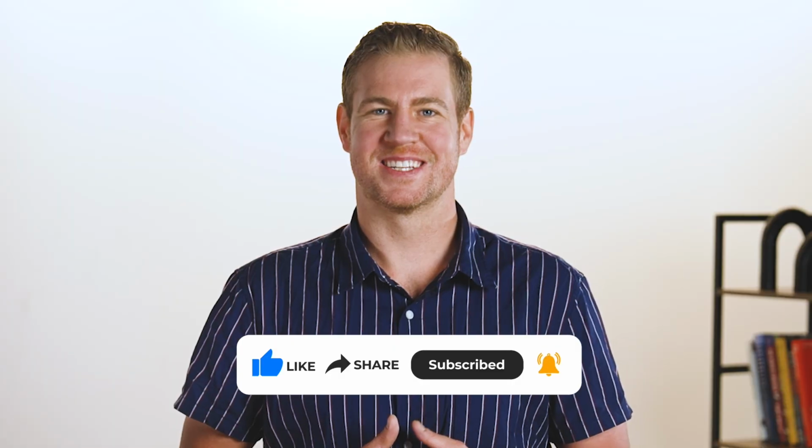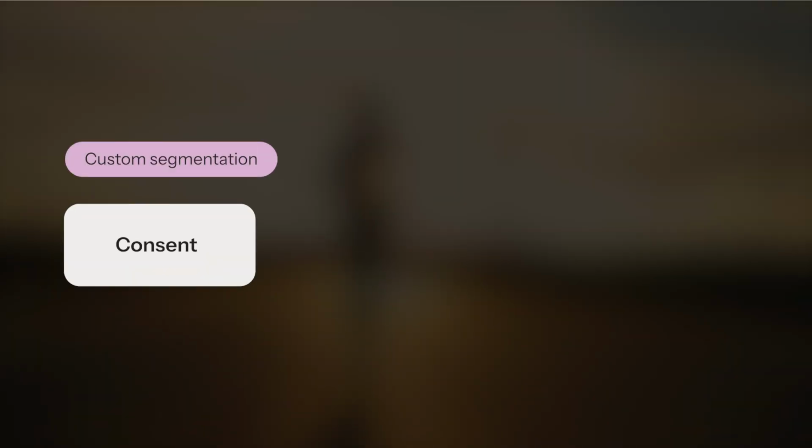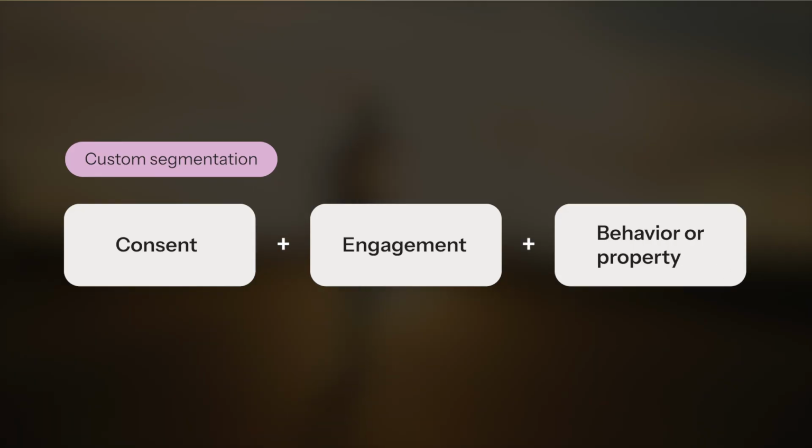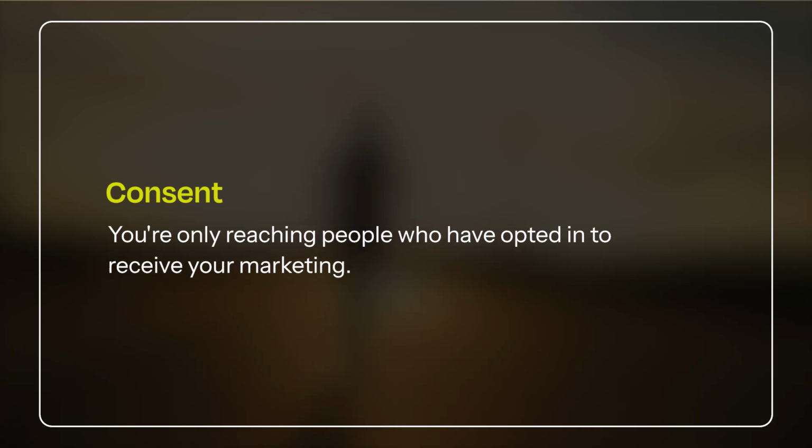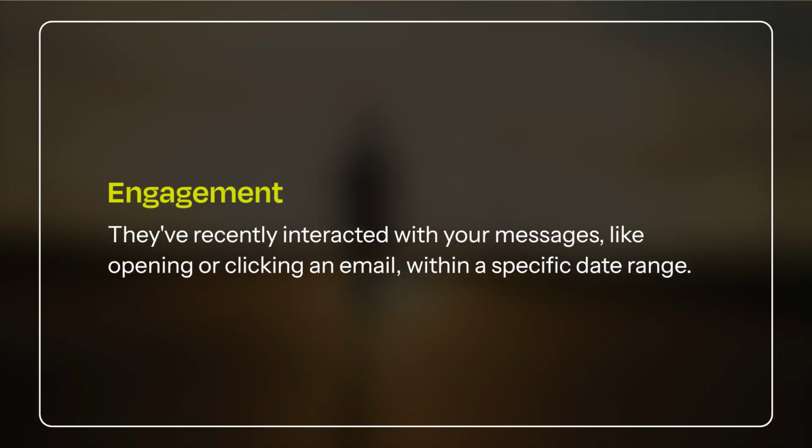Every custom segment you build includes 3 components: consent, plus engagement, plus behavior or property. Let's break that down. Consent means you're only reaching people who've opted in to receive your marketing. This is legally required. Engagement means they've recently interacted with your messages, like opening or clicking an email, within a specific date range. This protects your deliverability and makes sure you're reaching people who are actually paying attention.